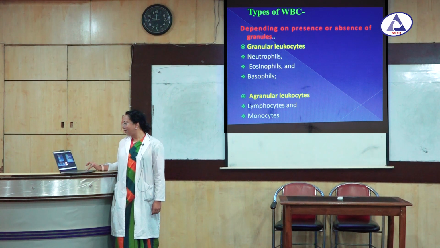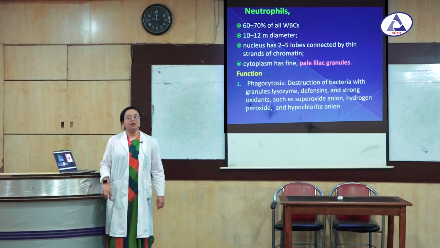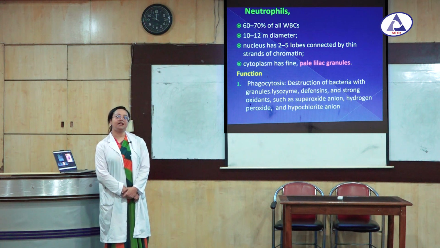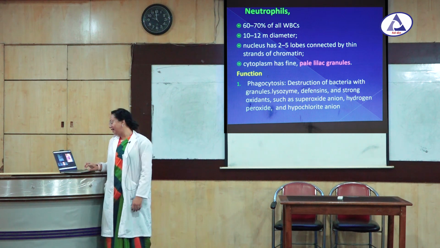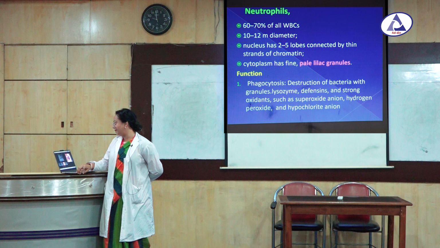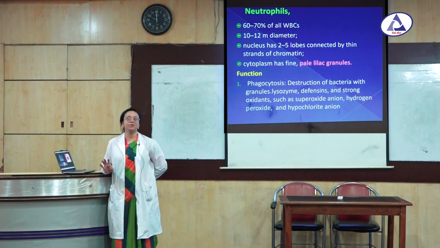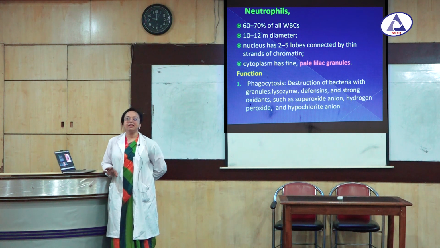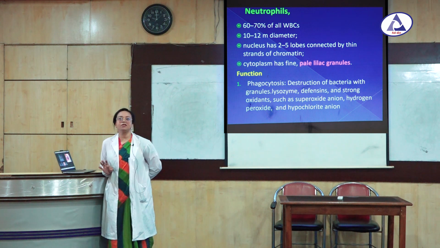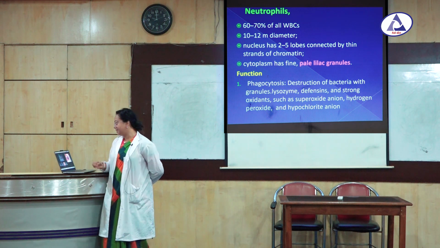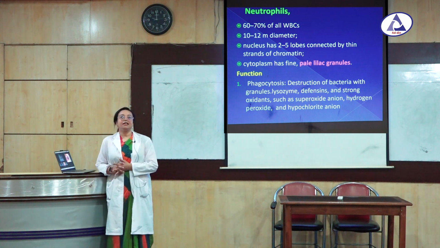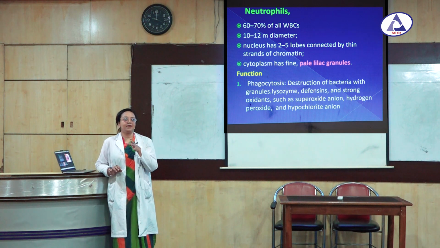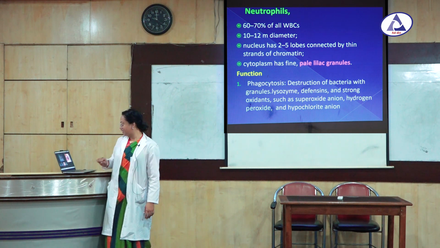Let us now know about the neutrophils. So what are the neutrophils? Neutrophils are 60 to 70% of the WBCs. Their diameter is 10 to 12 micrometer. Nucleus has 2 to 5 lobes connected by thin strands of chromatin. Cytoplasm contains fine granules. Functions: phagocytosis. This is the protective and main function of neutrophil. They can kill the foreign material, bacteria and all the things that enter our body.